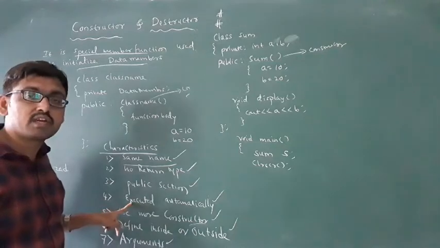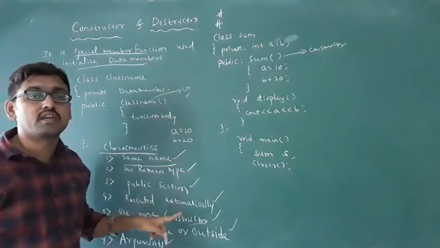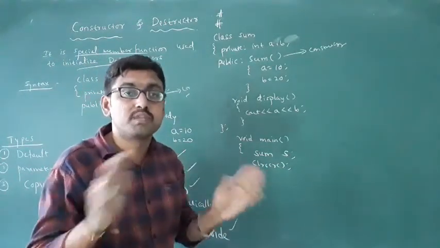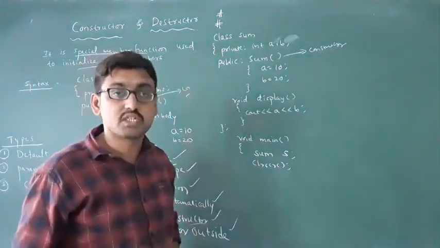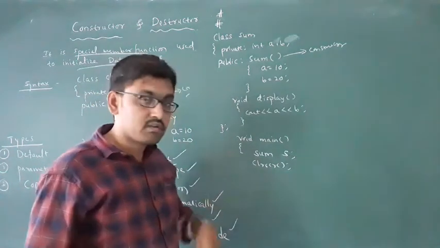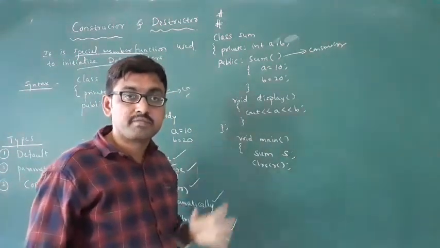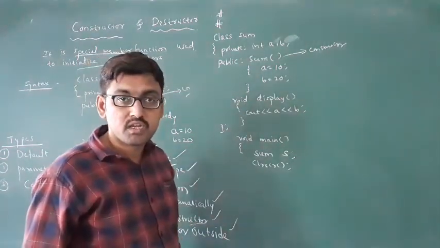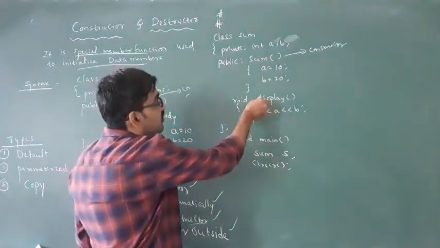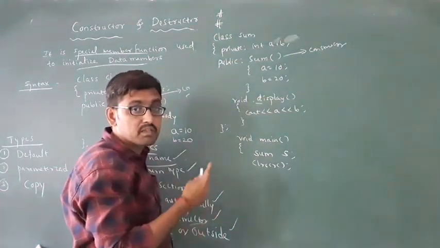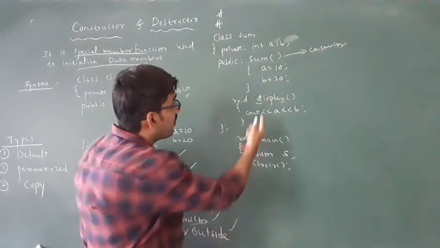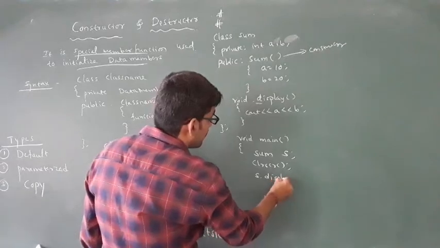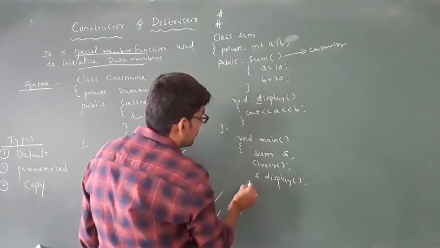the constructor is always executed automatically. Do not use any dot operator. Do not use any object. These are executed automatically. Don't try to call it; don't call s dot Sum. What is left is display, which we have to call, because it is not a constructor. How to call this? By using s dot display. Then close with getch.